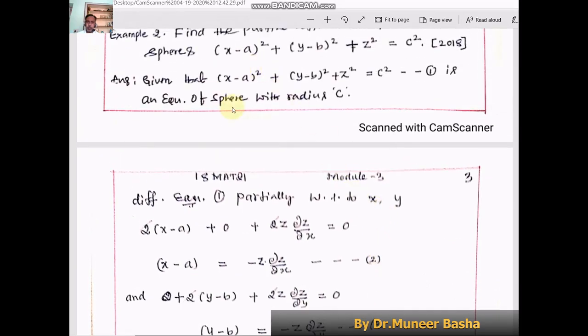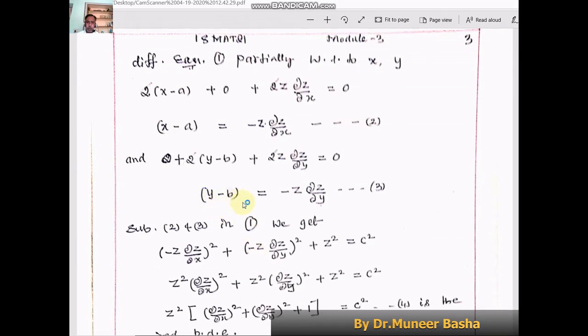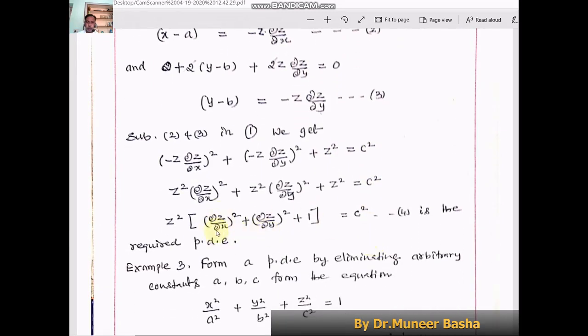Similarly, the above equation can be differentiated partially with respect to y. We will obtain y minus b value. Call this 3. Now substitute equations 2 and 3 in the given equation. It becomes (minus z dou z by dou x) whole square plus (minus z dou z by dou y) whole square plus z square is equal to c square. So on simplifying, finally we will get z square into [(dou z by dou x) whole square plus (dou z by dou y) whole square plus 1] equals c square. So this is the required partial differential equation.